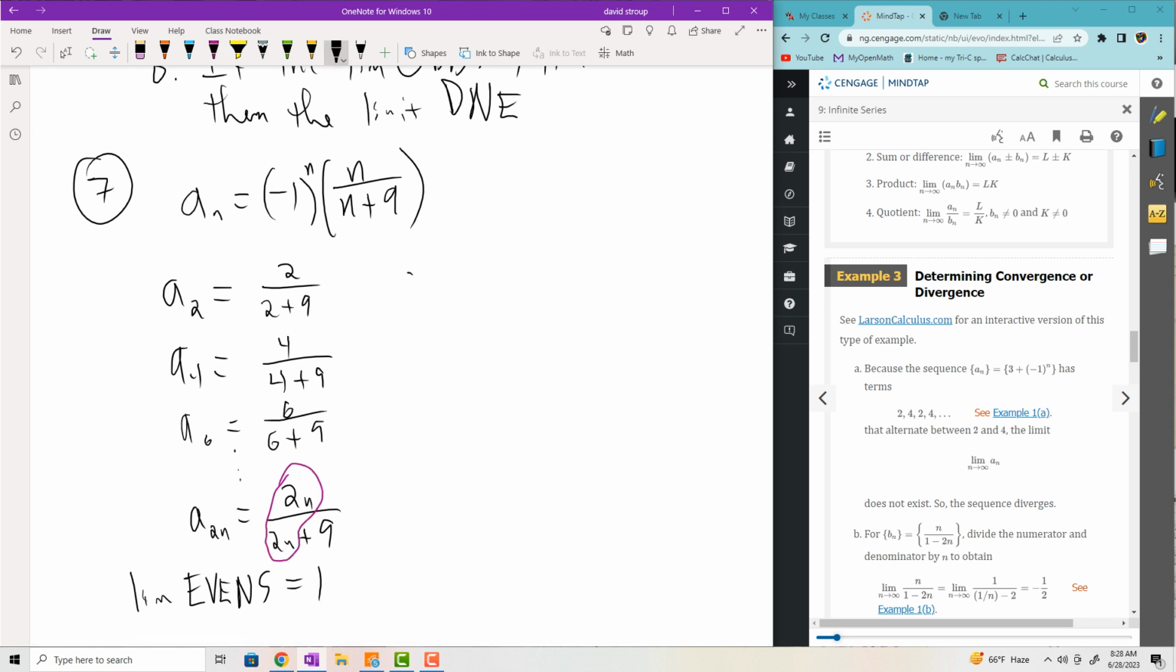Then the limit of the odds, so let's start at 1. This time they're all going to be negative, right? So it's going to be negative 1 all over 1 plus 9. A sub 3, negative 3 all over 3 plus 9, et cetera. A sub 2n minus 1 equals negative (2n minus 1) all over 2n minus 1 plus 9, which is 2n plus 8. And you could rewrite that by distributing the negative to the numerator.